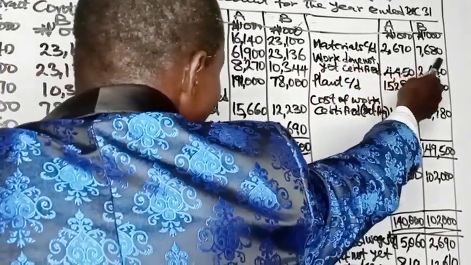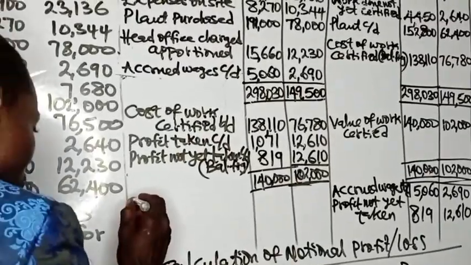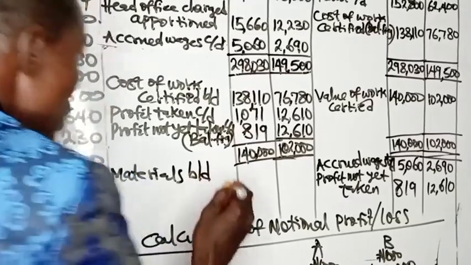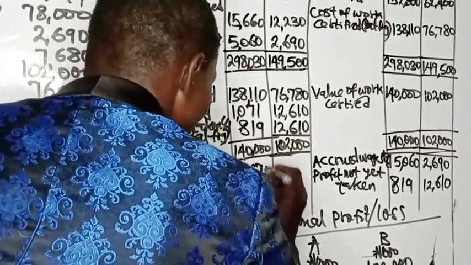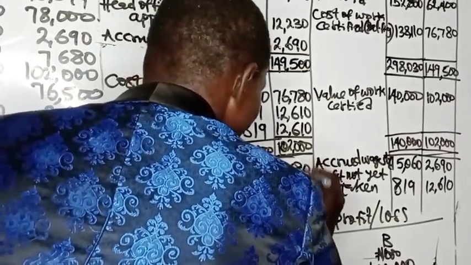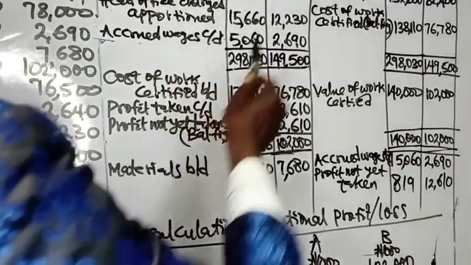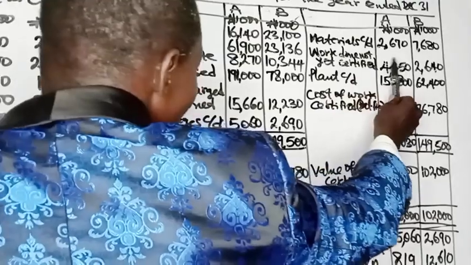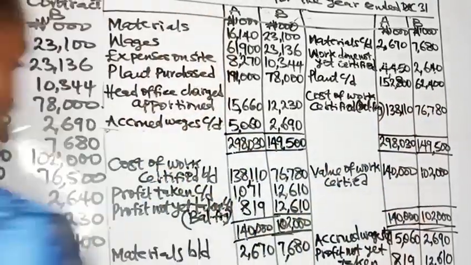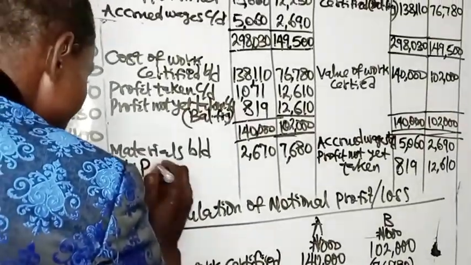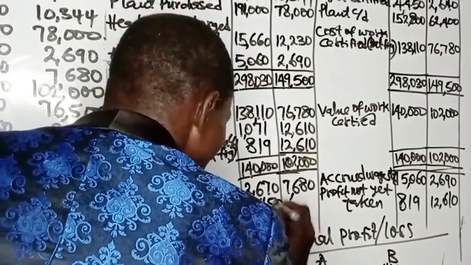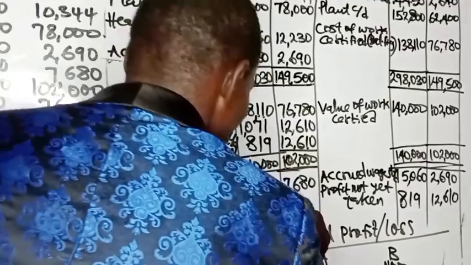Look at the credit side. Your unused items there, materials, 2,670 and 7,680, will be brought down to the next period. So we have materials brought down. For A, we have 2,670. For B, you have 7,680. Then we also have work done not yet certified. Since it has not been certified, we assume it to be work in progress. It will be brought down: 4,450 and 2,640 for contract B.